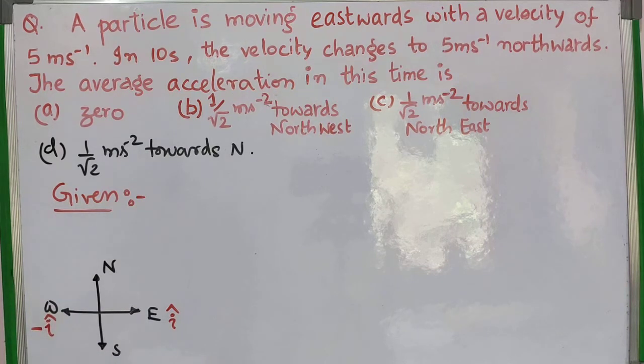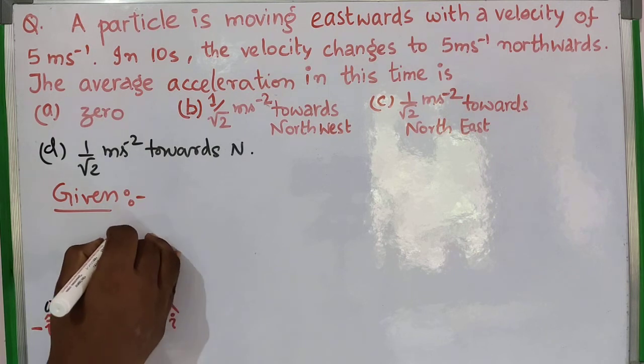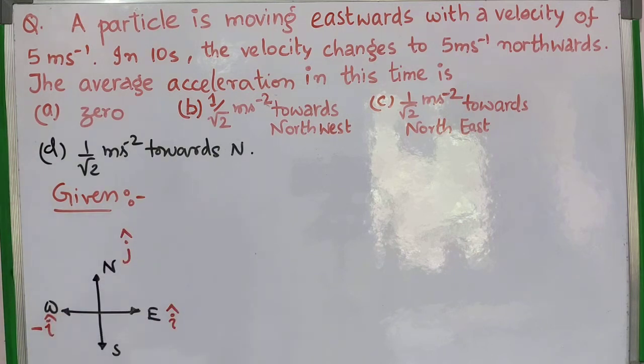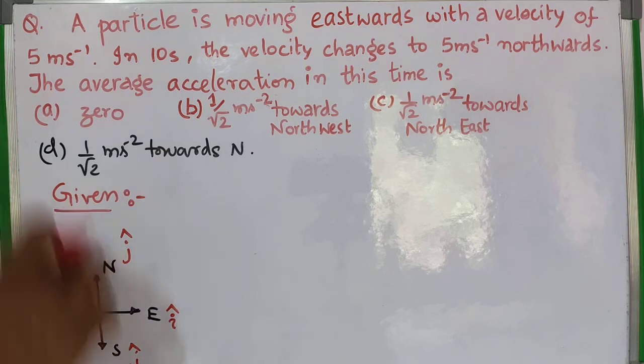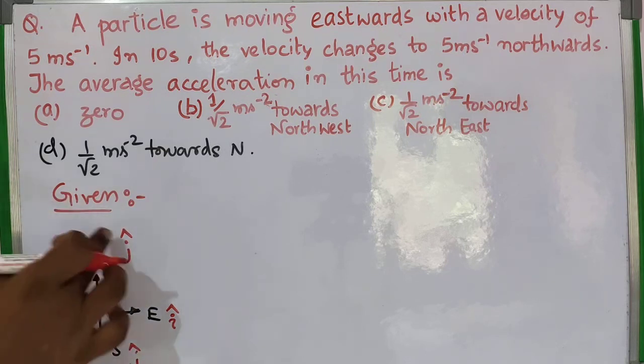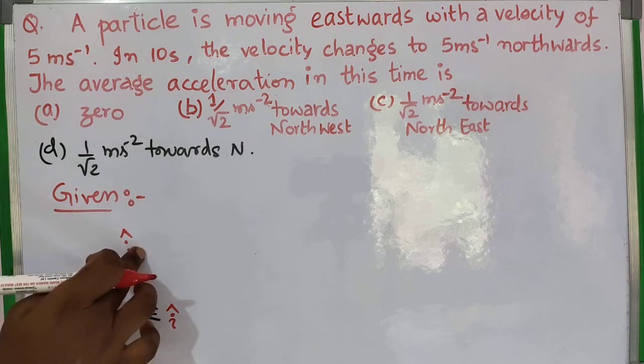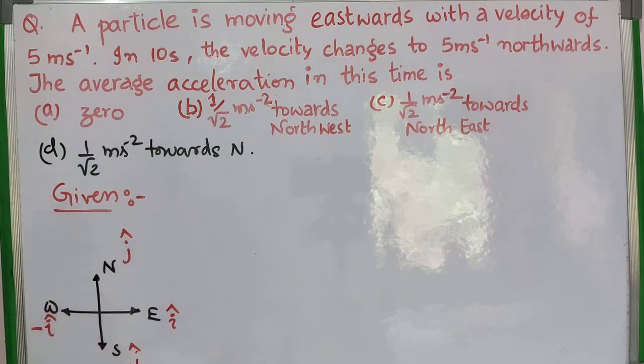And to denote north direction, I am taking the direction as plus j cap, like y-axis plus j cap. So what would be the direction of south? Minus j cap. Clear? So this direction east to west or west to east, I am denoting it by i cap or x-axis. North to south or south to north, I am denoting it by y-axis. So northward plus j cap, southward minus j cap. So these are the directions.